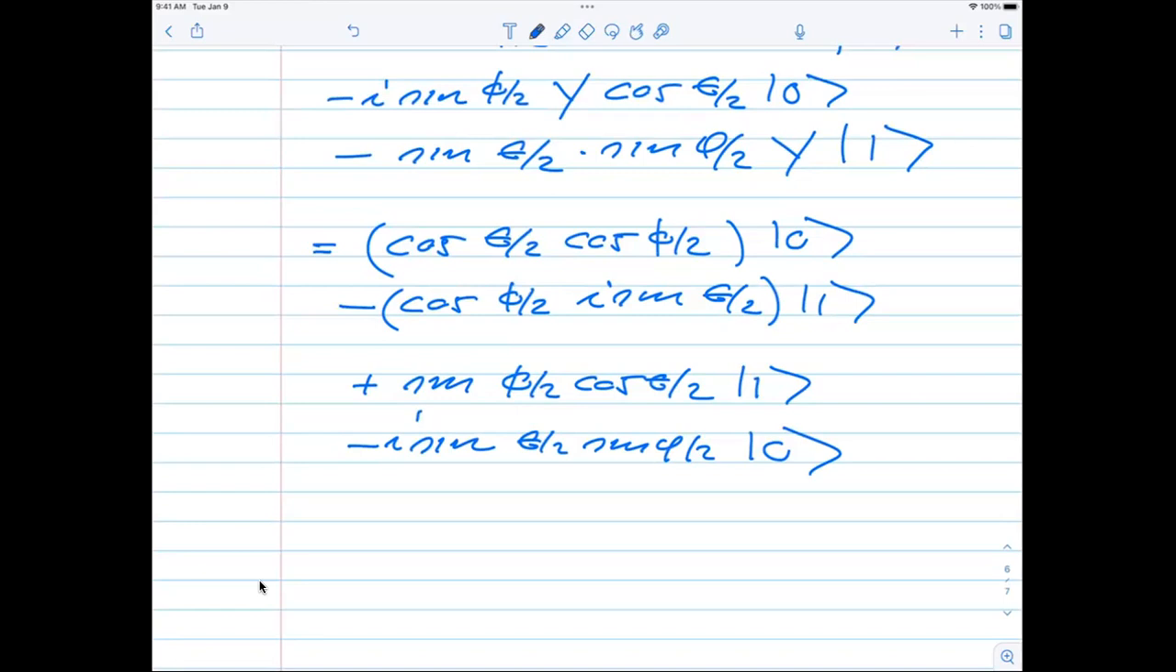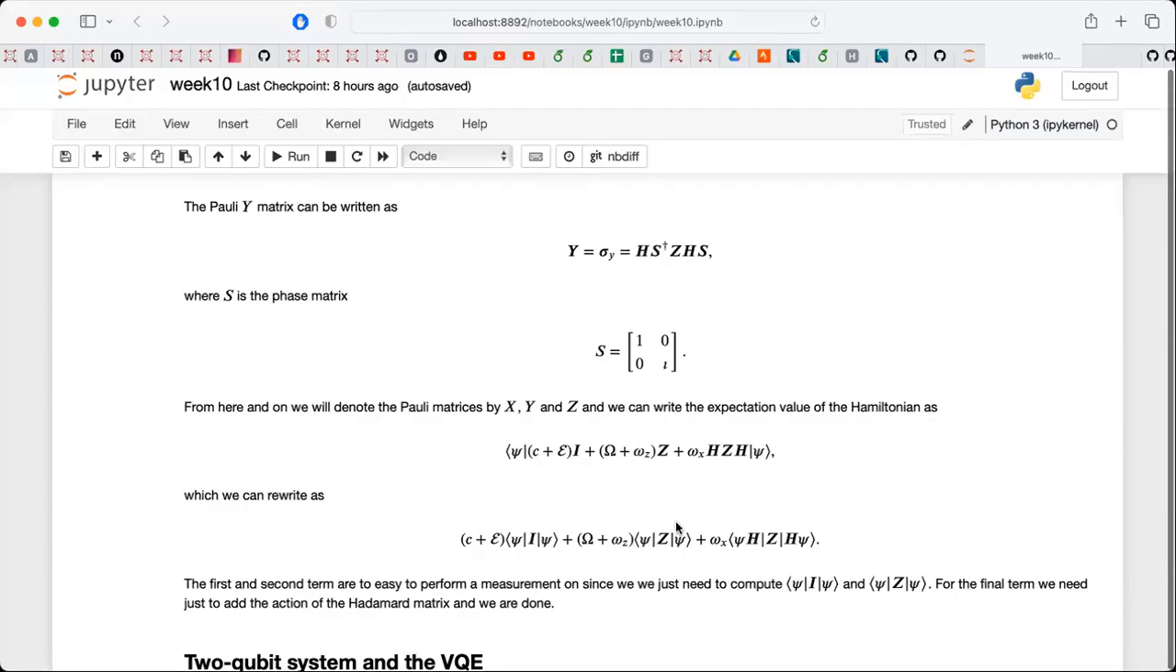Now, the thing we need to do is to move to two qubits. So let's go back to the slides and remind ourselves of the next part of the project, which deals with a 2-qubit system. The 2-qubit system deserves some attention because we still want to rewrite everything in terms of Pauli X, Pauli Y and Pauli Z matrices.